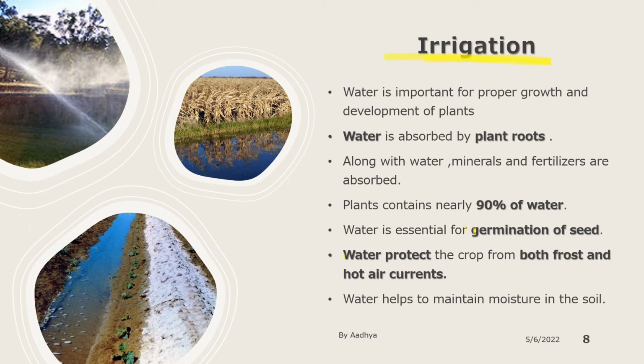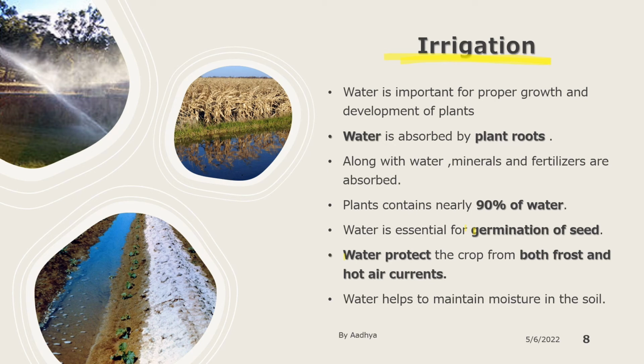Fourth step is the irrigation. Irrigation means watering the plants. So water is important for the proper growth and the development of the plants. If the water is not given at the regular interval of the time, then the plant may die. So it is important for their growth and development.